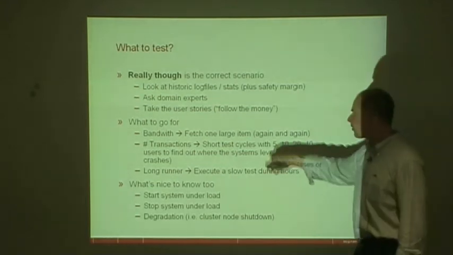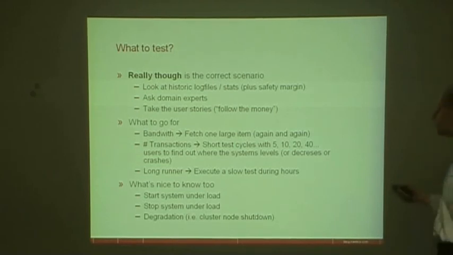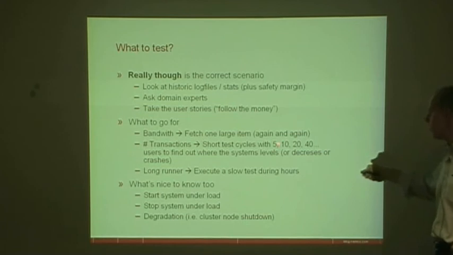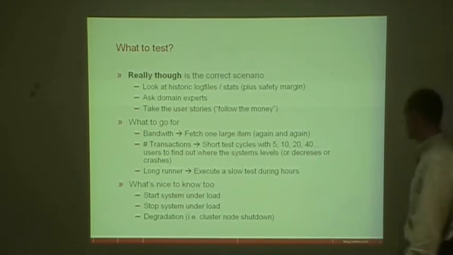And then it's the number of transactions. So you do short test cycles. You go over like 5 users, 10, 20, 40 users, and then you are able to generate this load curve. Basically you just want to find out where the system levels off, where the transaction rate goes horizontal, or if it goes up and up and up, or if it decreases, or it crashes. And this happens more often than not.